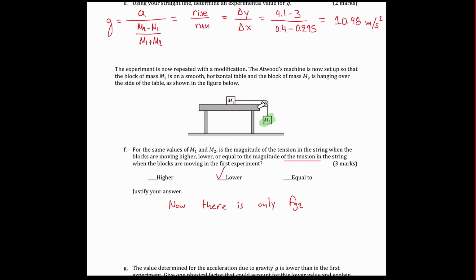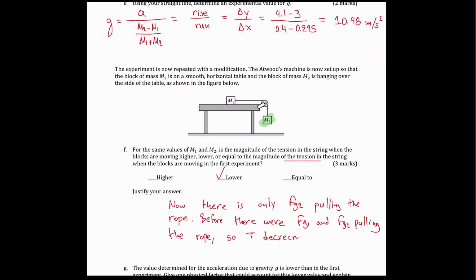So with common sense, we can say that now there is only the force of gravity on the second object pulling the rope, in contrast to what was happening before. Before there were two forces of gravity, Fg1 and Fg2, pulling the rope. So tension decreases. Now this is with common sense, and this is acceptable. My guess is that there are other explanations that could be acceptable.